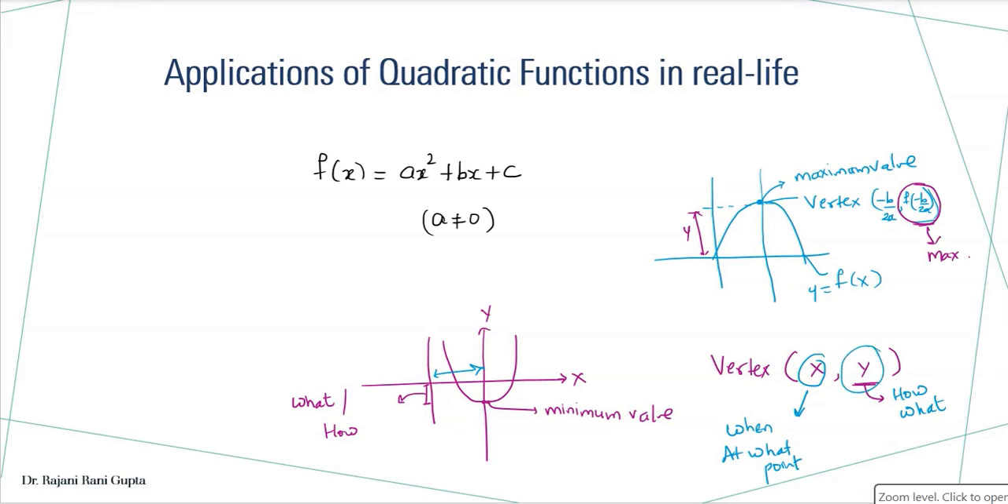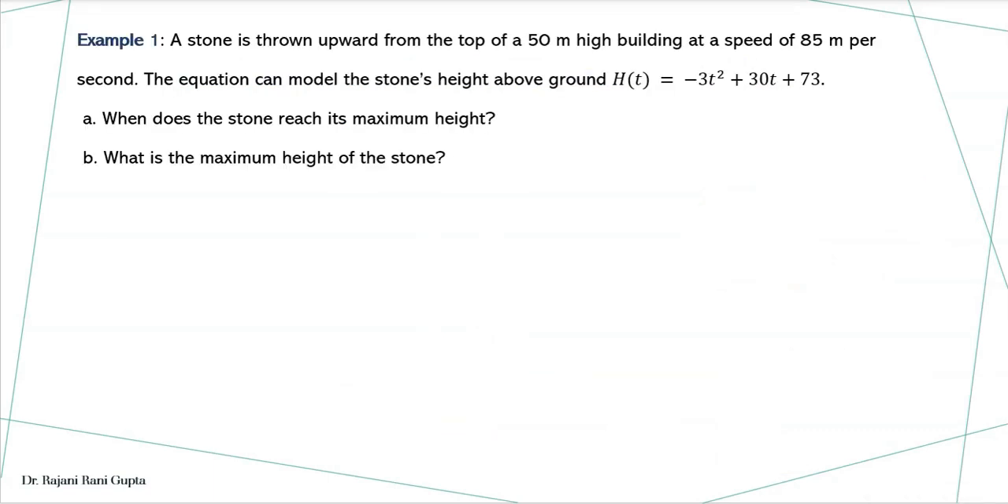So for instance, let's consider an example. A stone is thrown upward from the top of a 50-meter high building at a speed of 85 meters per second. The equation can model the stone's height above the ground as this. So this is your equation, and you need to focus on it. Now they are asking: when does the stone reach the maximum height, and what is the maximum height?